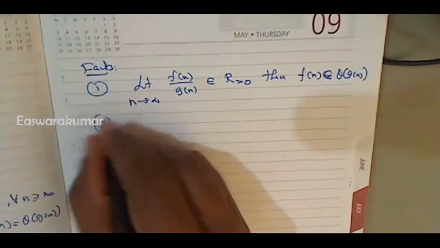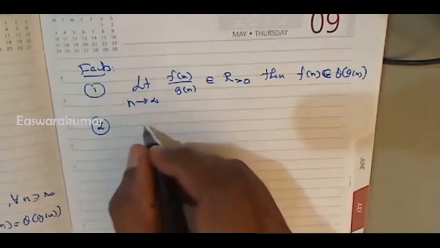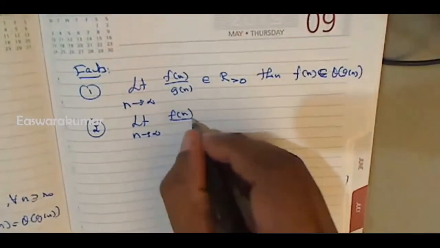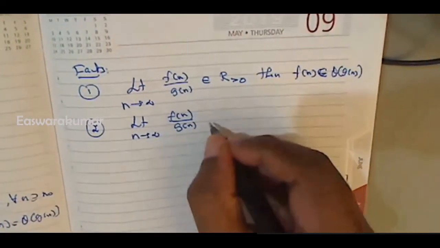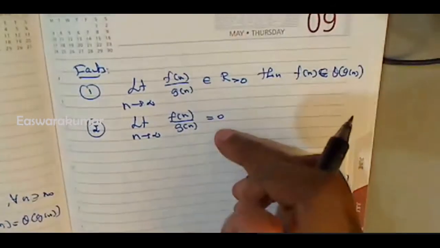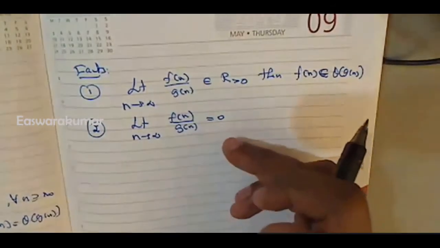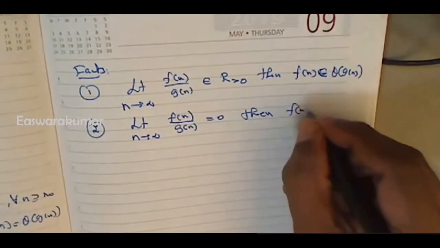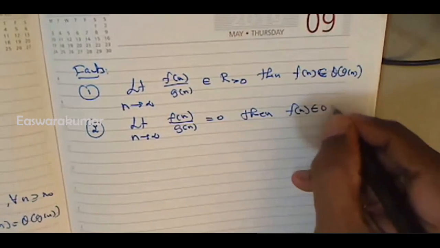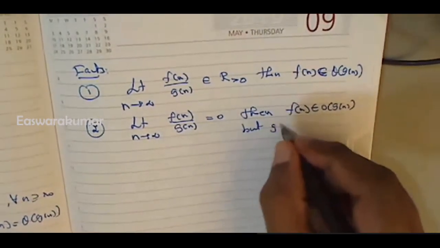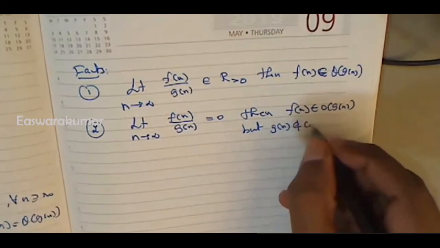Then the second property is, if you say limit n tends to infinite, f of n by g of n is equal to 0. Here, when 0 comes, then you can conclude that f of n belongs to O of g of n, but g of n does not belong to O of f of n.